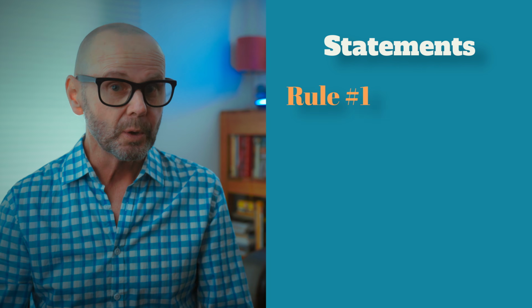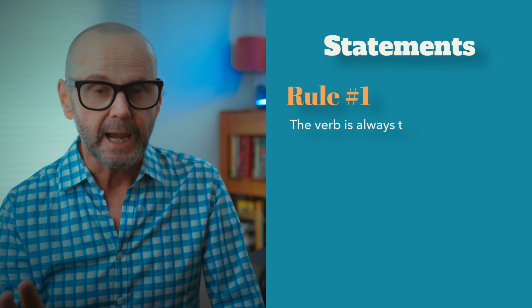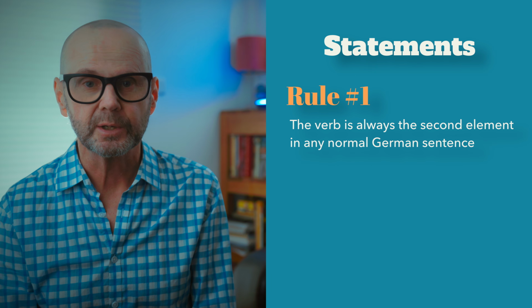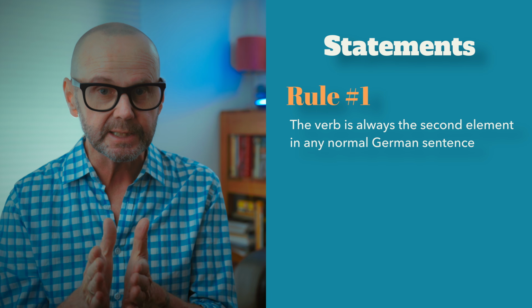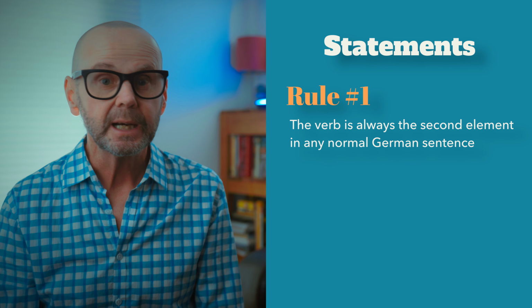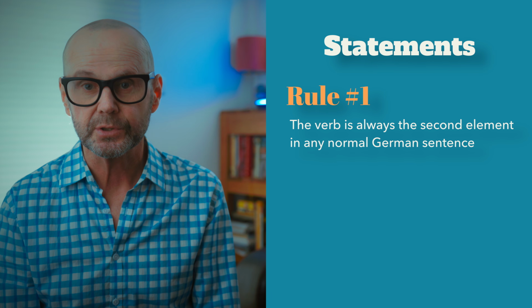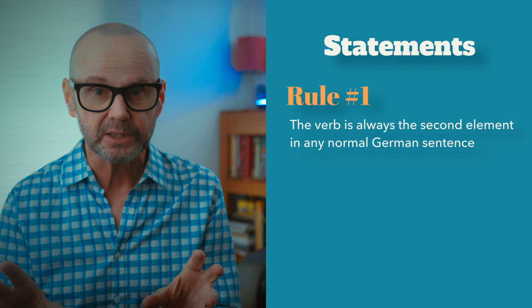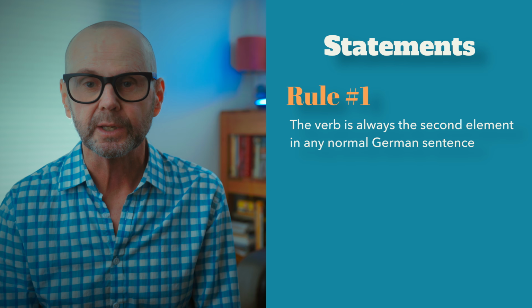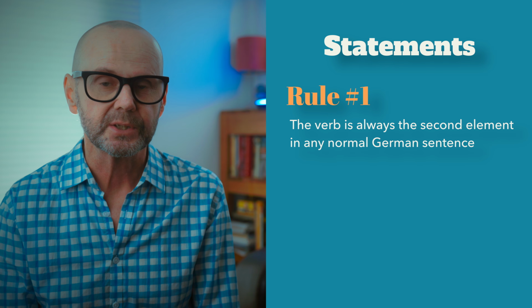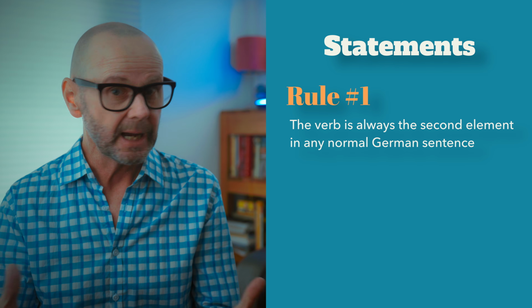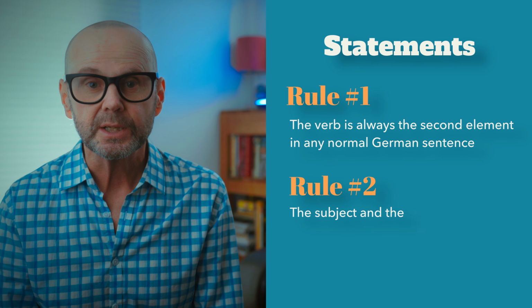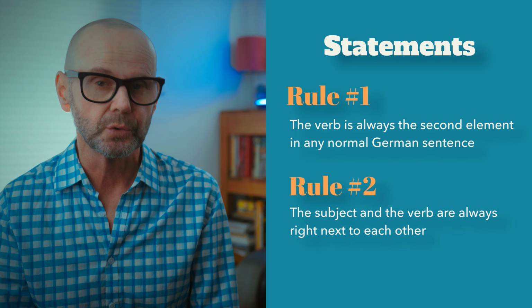And here we need to know that for now, our verb is always going to be the second element in the sentence and never anywhere else. So no matter what you do with all of those other bits of a sentence, you just need to make sure that the verb is in the second spot. And here's our second rule. The subject is going to be right next to the verb.